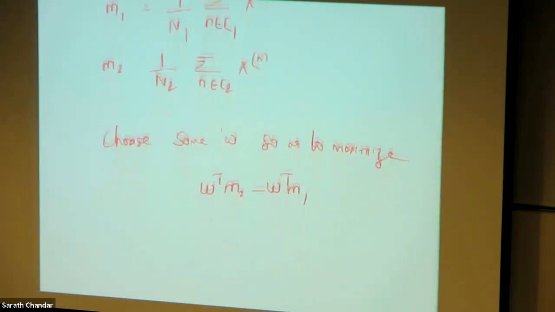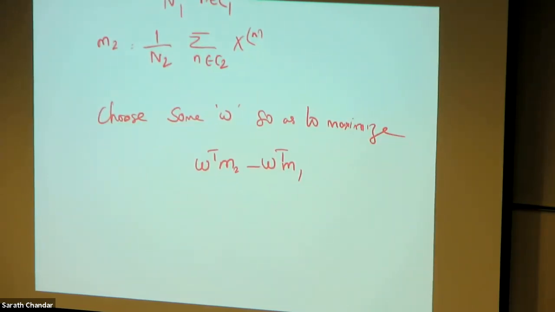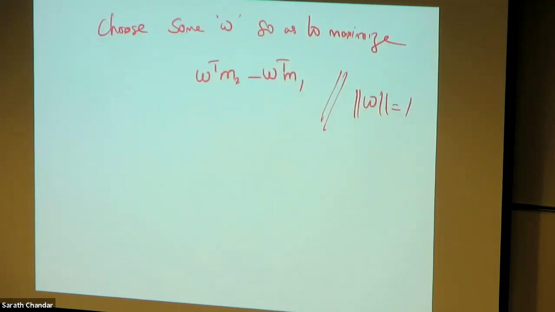Again, we are going to have the same problem as PCA. We can make this difference maximum by just magnifying W. We don't want that to happen. So we're going to add a constraint that the norm of W should be equal to 1. So here is my new optimization problem: maximize W transpose M2 minus W transpose M1, subject to the constraint that W transpose W is equal to 1. Is that clear?